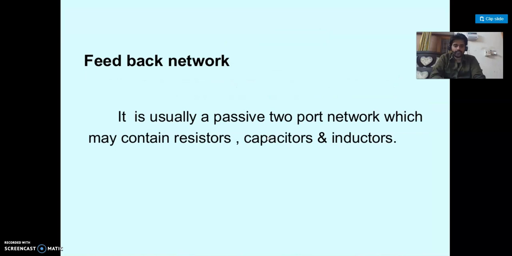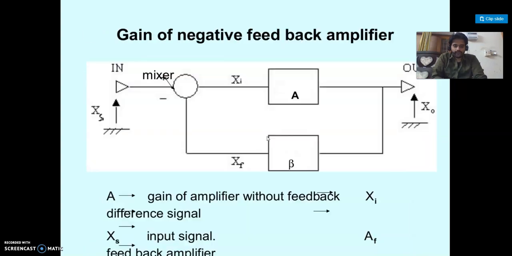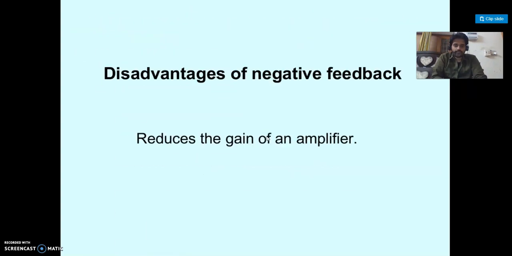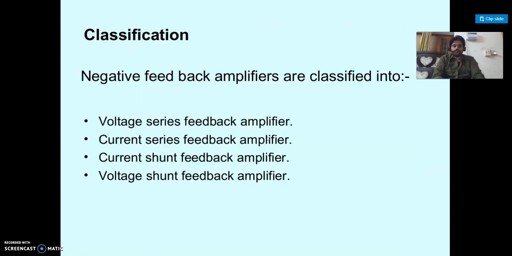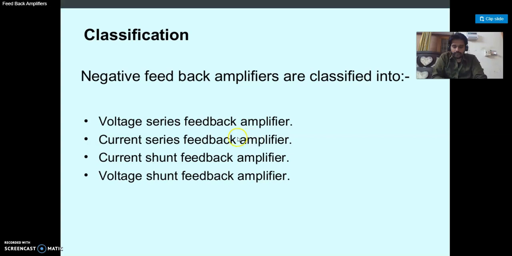Students, before going to the topology, I am going to explain what types of feedback amplifiers are available. You are going to have four types of feedback amplifiers: voltage series feedback amplifier, current series feedback amplifier, current shunt feedback amplifier, and voltage shunt feedback amplifier.